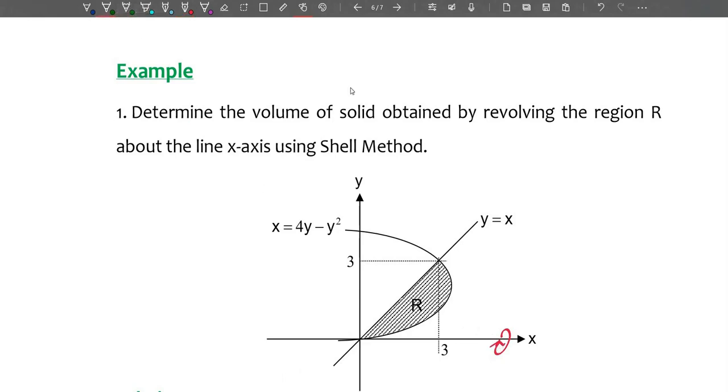Since it is the shell method, we need to have r and h. From the axis of rotation to the nearest edge of the region bounded, this would be your radius. And from one end of the shaded region to the other end of the shaded region, this would be your h. So for this figure, h is horizontal. Therefore, V is equal to 2 pi integral of r h with respect to y.